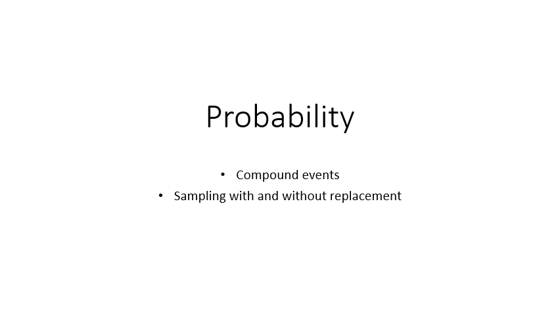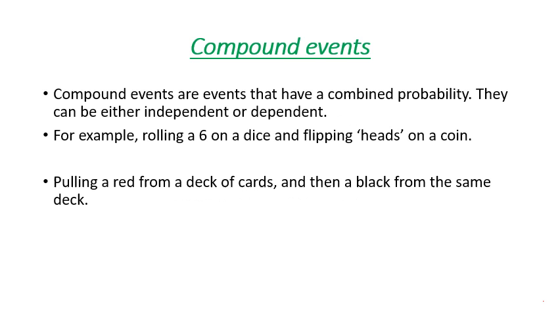This video tutorial looks at the mathematical strand of probability, and more specifically we're going to focus on our understanding of compound events and sampling with and without replacement. It's important to understand that compound events are events that have a combined probability. When we talk about combined, we mean they multiply the probabilities together. They can be either independent of each other or they can affect each other, which means they are going to be dependent on each other.